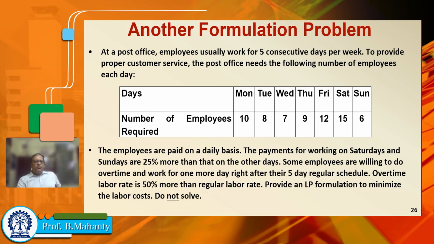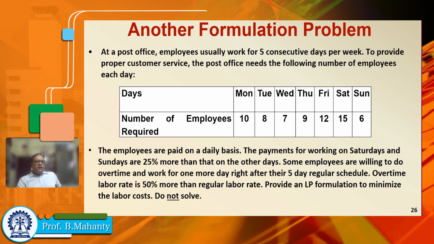That means suppose someone works on Monday, if he gets one, if it is overtime, then on Monday it will be 1.5. But on Saturdays and Sundays, because they are already getting 25% more, it will be 1.25 into 1.5. Is it not? Because there will be double counting, they are already getting 25% more, so multiplied by 1.5, that will be the overtime rate.